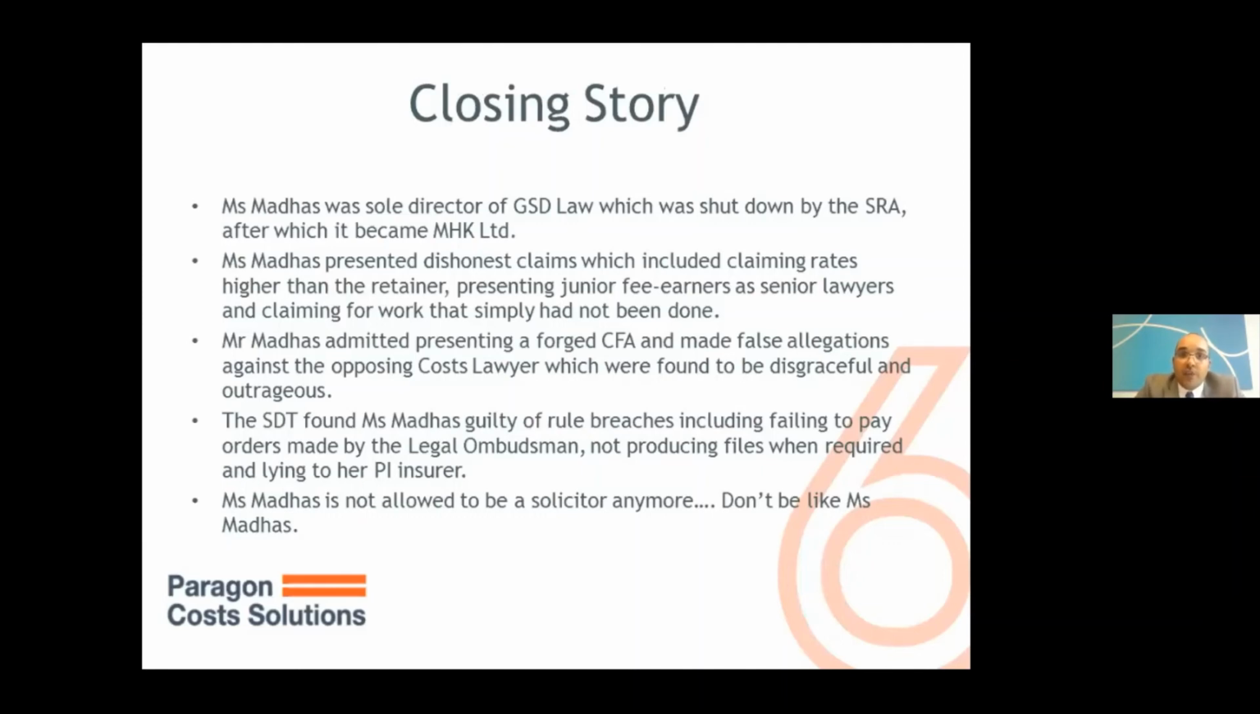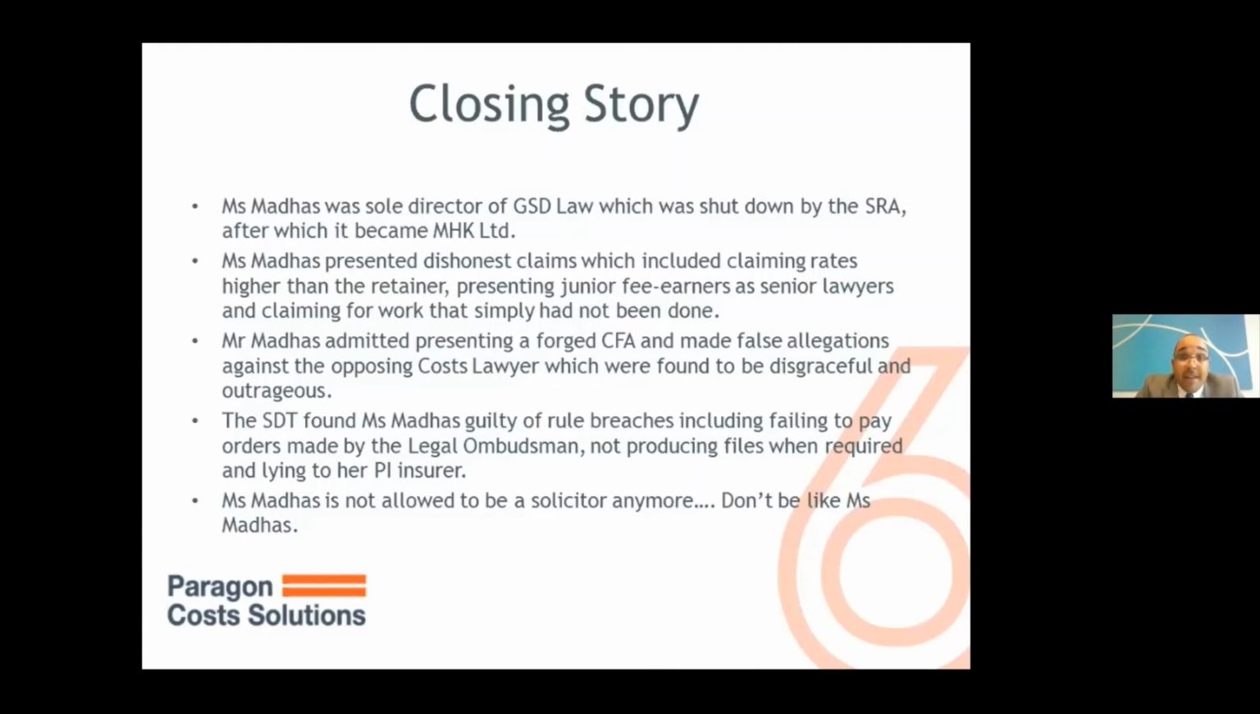Miss Madas was sole director of GSD Law, which was shut down by the SRA, after which it became MHK Limited. Miss Madas presented dishonest claims, which included claiming rates higher than the retainer, breaching the indemnity principle, presenting junior lawyers as senior lawyers, and claiming for work that had simply not been done.